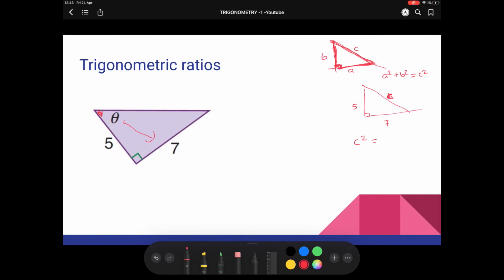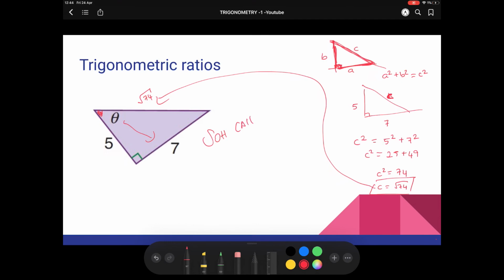I can say c squared is going to be equal to 5 squared plus 7 squared. 5 squared is 25, 7 squared is 49, so c squared is going to be 74. We know the square of c is 74. The opposite operation is the square root. The square root of 74 will be the length of it. So I know now this length here is the square root of 74. Then I can figure out sine, cosine, tangent.